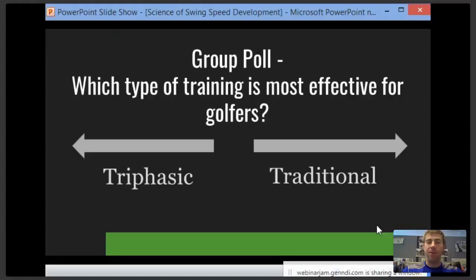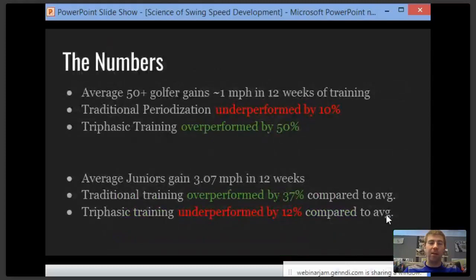What we found when we did that in 2017 was a big difference depending on age group in terms of who it was most helpful for. The triphasic was the most helpful for adults in terms of swing speed gains, and traditional training we found was the most helpful for juniors, and that makes a heck of a lot of sense.